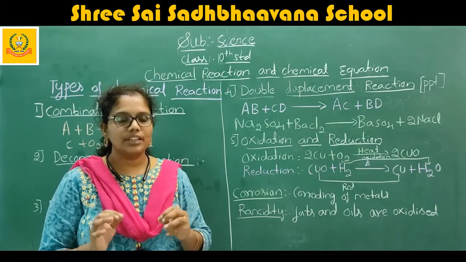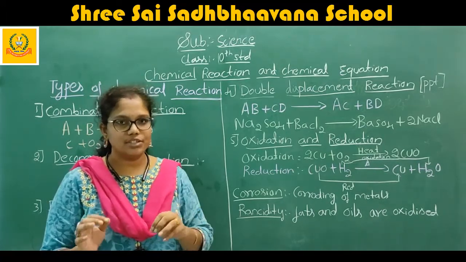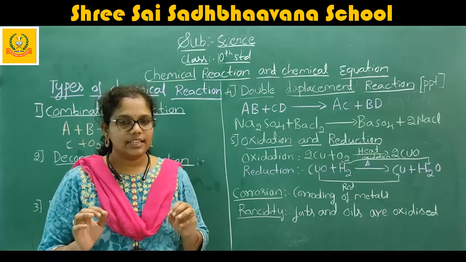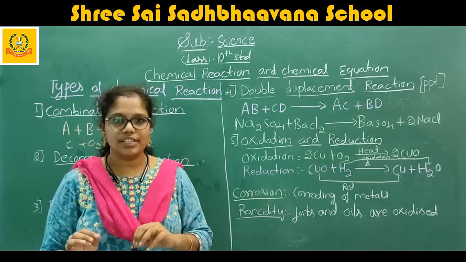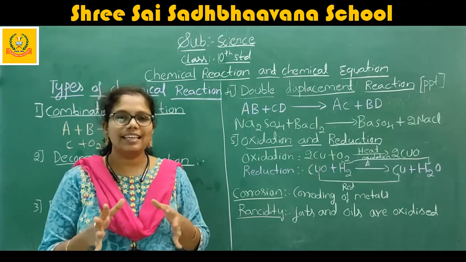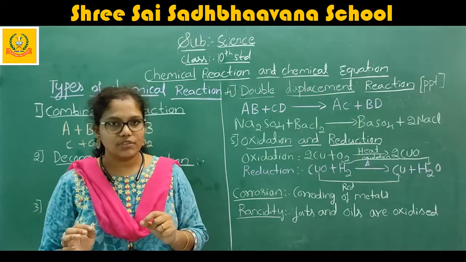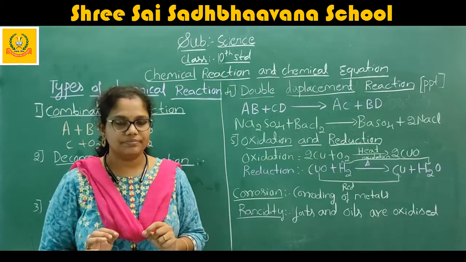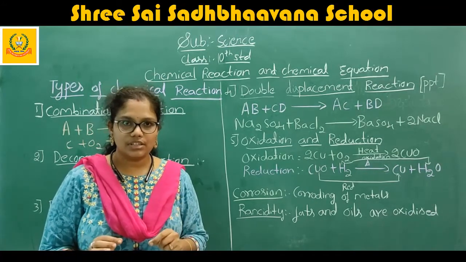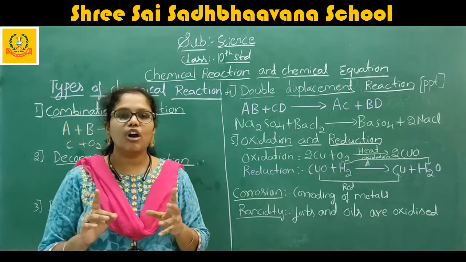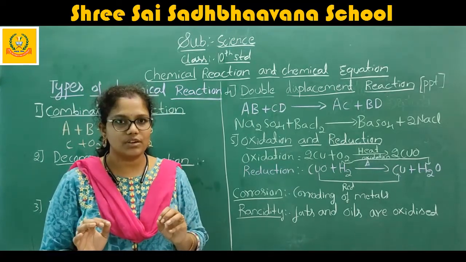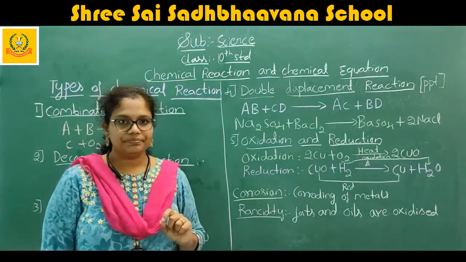In a reaction, if both oxidation and reduction take place in the same reaction, then that type of reaction we call a redox reaction. Understood? First of all, the definition of redox reaction: the process in which both oxidation and reduction take place in a single reaction, that type of reaction is known as a redox reaction.